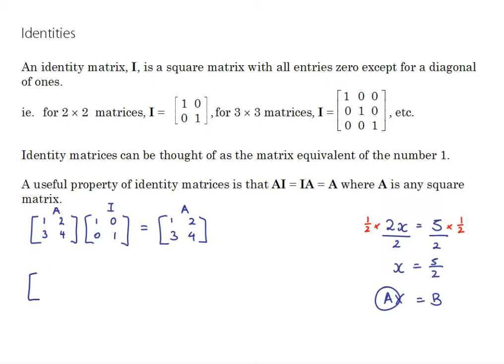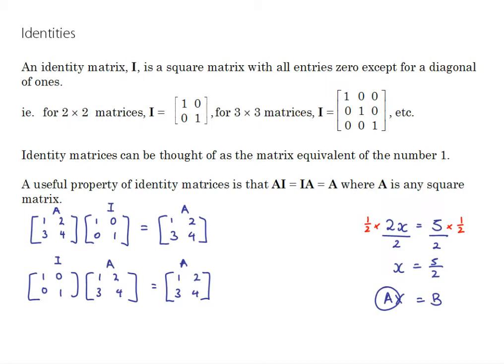Let's just check if we did it the other way. 1 0 0 1, 1 2 3 4. So this time I times A. Top row times left column, 1 times 1 plus 0 times 3. Top row times right column, 1 times 2 plus 0 times 4. Bottom row times left column, 0 times 1 plus 1 times 3. And bottom row times right column, 0 times 2 plus 1 times 4. And again, we find that I times A equals A.